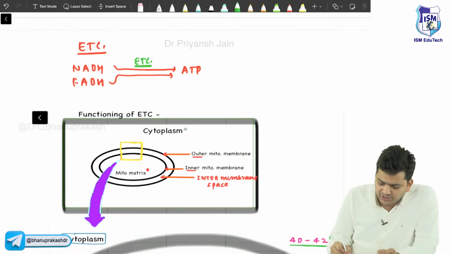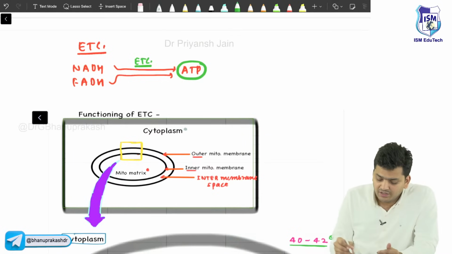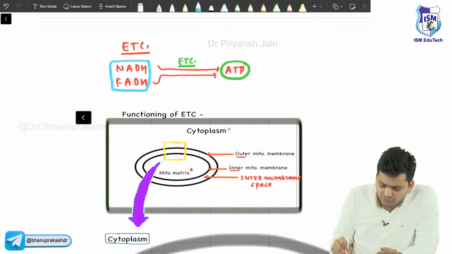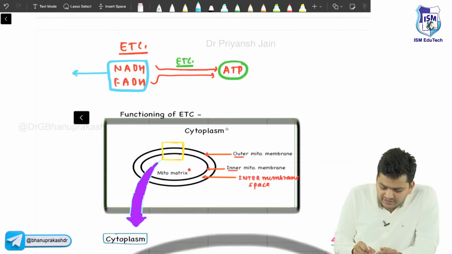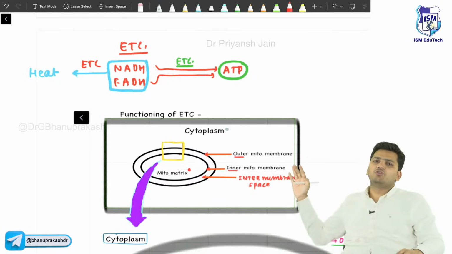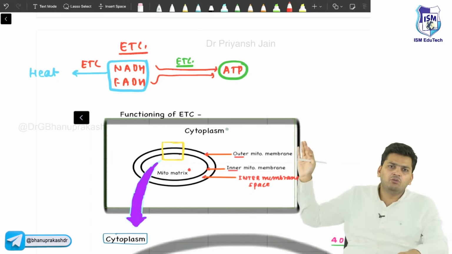In the electron transport chain, actually two things are happening. You are converting the NADH, FADH into ATP. In fact, some amount of NADH and FADH is converted into one more thing, that is heat, and that also occurs in the electron transport chain. So there are two things happening in the electron transport chain: you are converting the NADH, FADH into ATPs, and you are converting them into heat also.